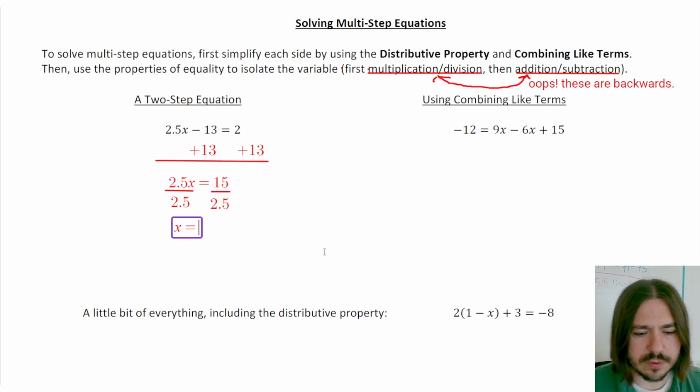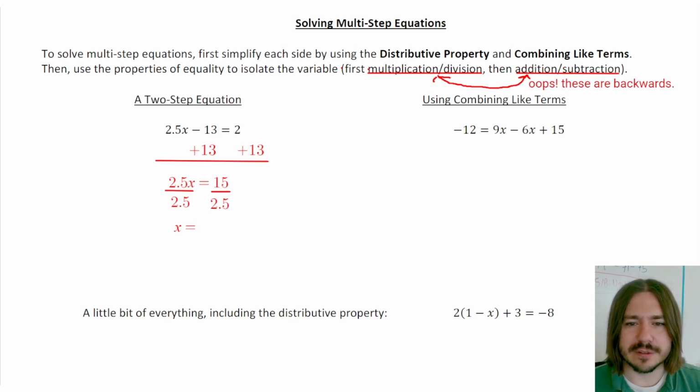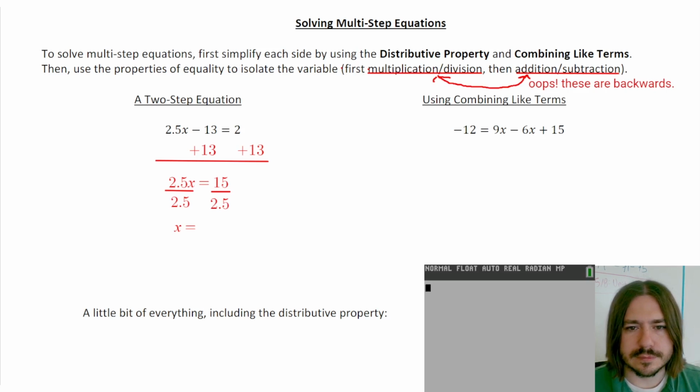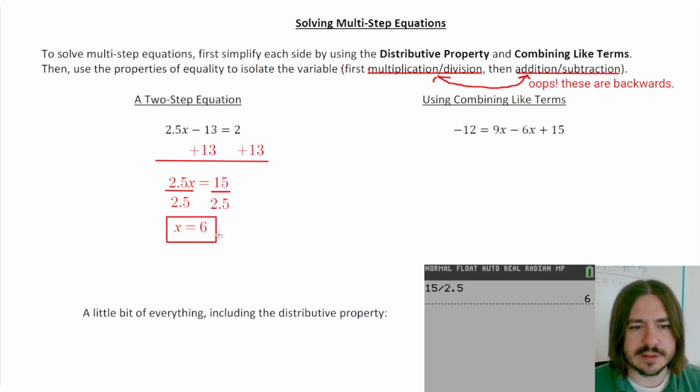Okay, so here we have x equals whatever 15 divided by 2.5 is. I'm going to get the calculator for this one. There we go. So 15 divided by 2.5 is going to be 6. So here we get our solution, which is x equals 6. So 6 is going to make this equation true: 2.5 times 6 minus 13 is 2.